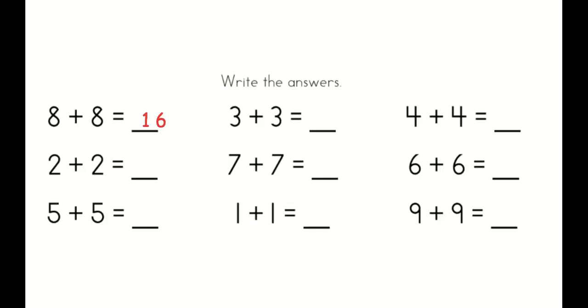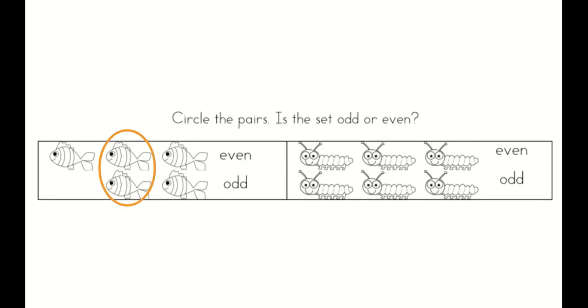So here's some doubles. We call these doubles because a number is added to itself. 8 plus 8 is 16. 3 plus 3 is 6. 4 plus 4 is 8. 2 plus 2 is 4. 7 plus 7 is 14. 6 plus 6 is 12. 5 plus 5 is 10. 1 plus 1 is 2. 9 plus 9 is 18.